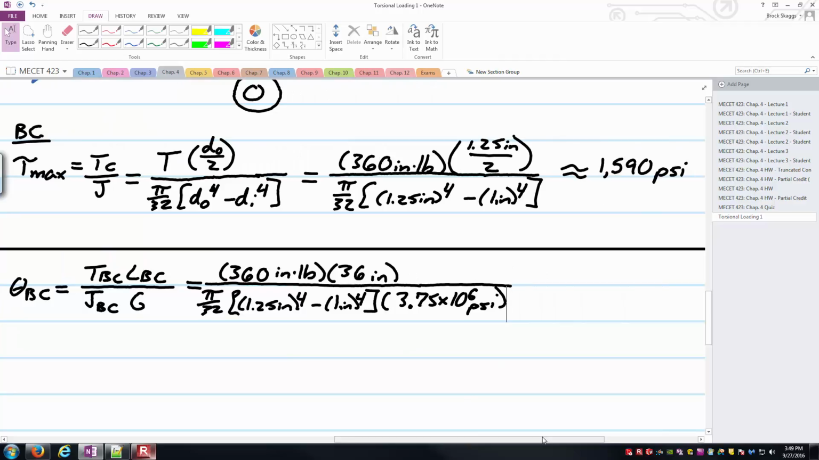And so I've got all of the values filled out here. Now time to calculate the magnitude of this rotation. So 360 times 36 divided by pi over 32, 1.25 to the fourth minus 1 in there, and the G value as well, 3.75 times 10 to the sixth. And here I'm getting roughly 0.0244, so again quite small numbers. We'll just go to 4 decimal places as well. Again, units on that are going to be in radians.